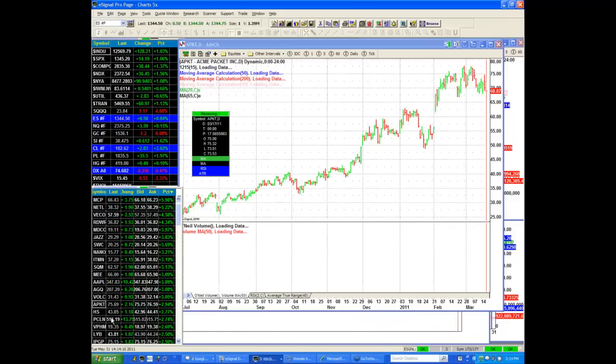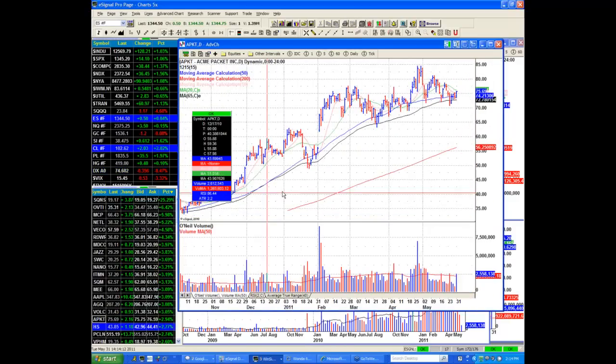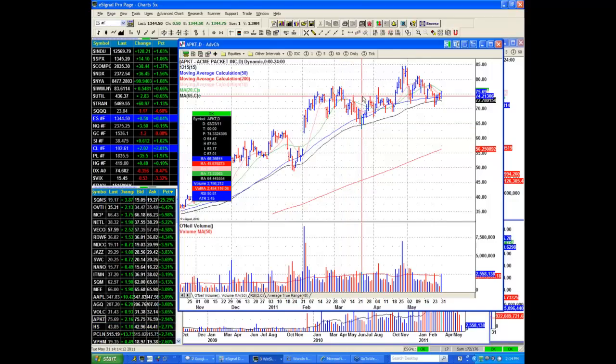I want to get through some other stocks here. Acme Packet is another one of these hardware plays in cloud computing. If F5 is coming back to life, maybe this one does too. And you notice it's pulled back one, two, three times, has failed to break. So the rule of three might tell you that this thing's ready to come out of here. That's a possibility. I'd keep an eye on that one as well.